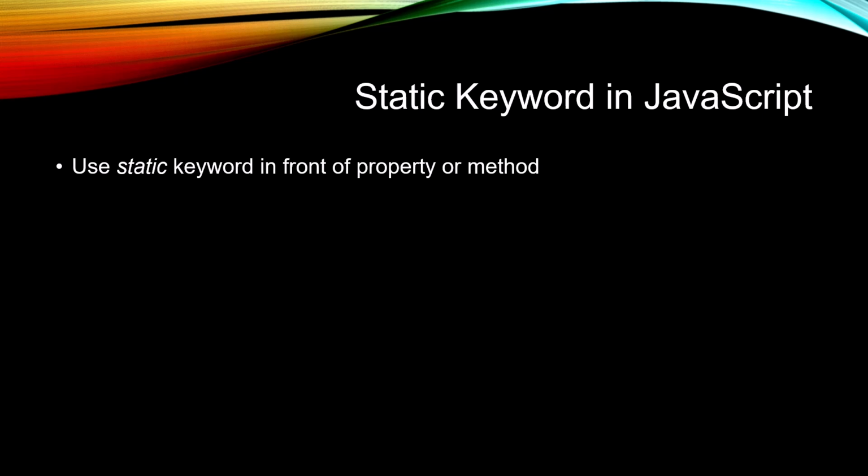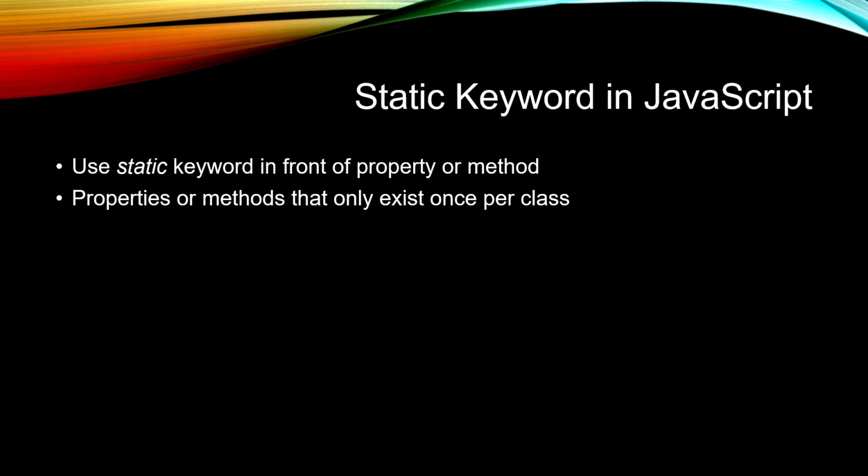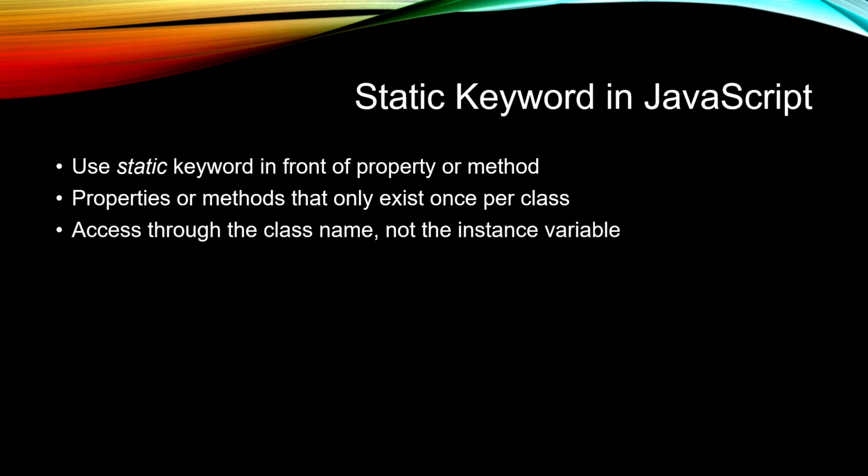If we use the static keyword in front of a property or method, this makes that property or method only exist one time per class. Not through an instance of the class, but the class. So we access these through the class name, not the instance variable.